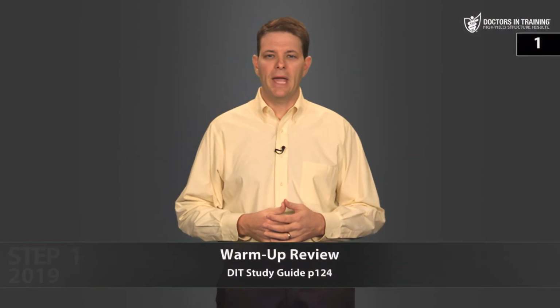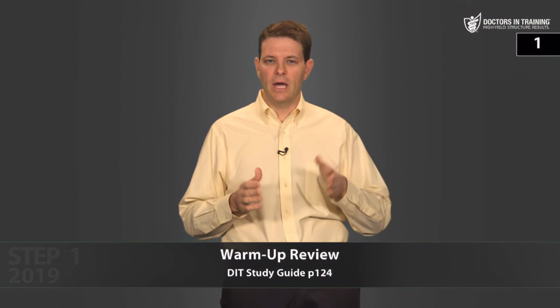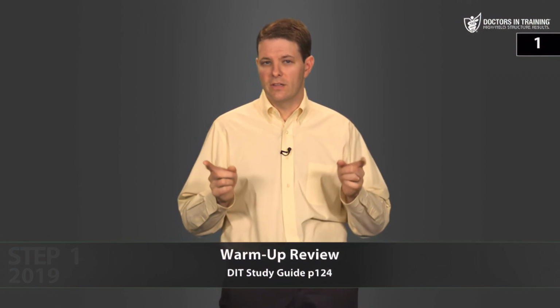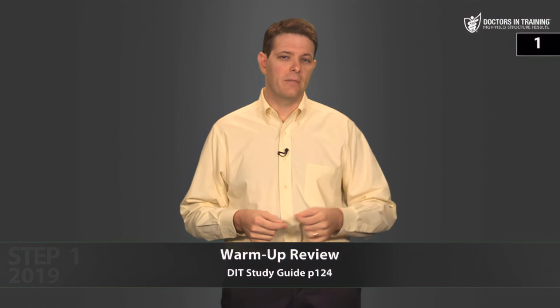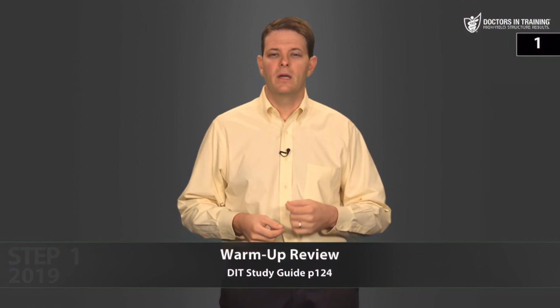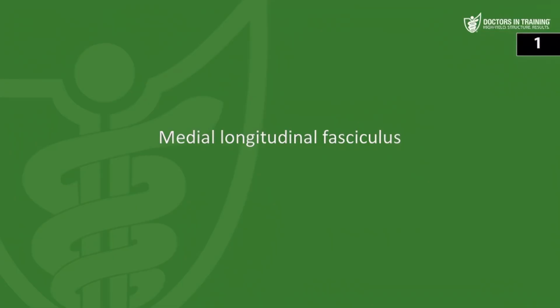Let's go through the warm-up review. First question. A patient cannot adduct her left eye on lateral gaze, but convergence is normal. So which structure is damaged? Well, this is describing internuclear ophthalmoplegia. So the damaged structure would be the medial longitudinal fasciculus, specifically the left MLF in this case.